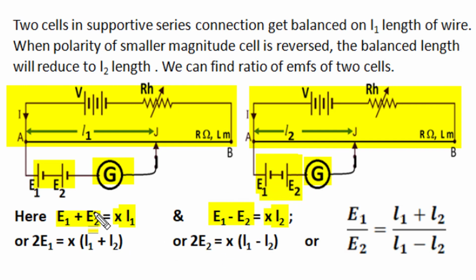Now if we add the two equations, 2 times E1 becomes potential gradient multiplied by the sum of the 2 balance lengths, and when we subtract these two equations we get 2 times the other EMF, E2, equal to potential gradient multiplied by the difference of the 2 balance lengths. And if we take the ratio of the two equations, we will get the ratio of the 2 EMF as the sum of balance lengths of the 2 experiments divided by the difference of balance lengths of the 2 experiments.